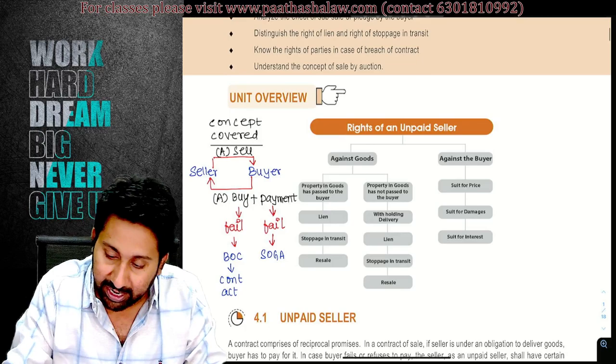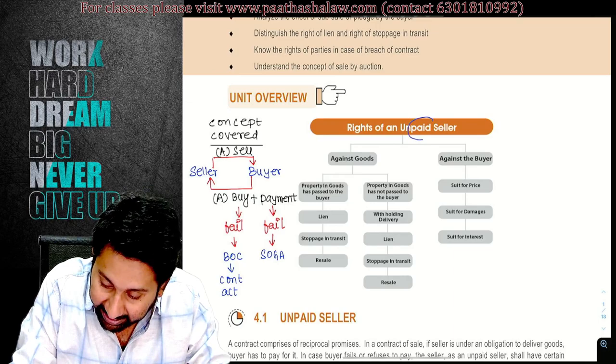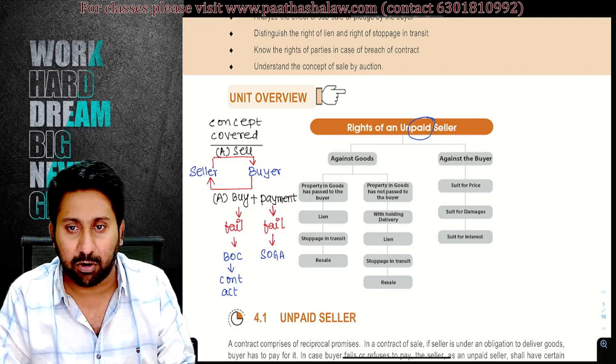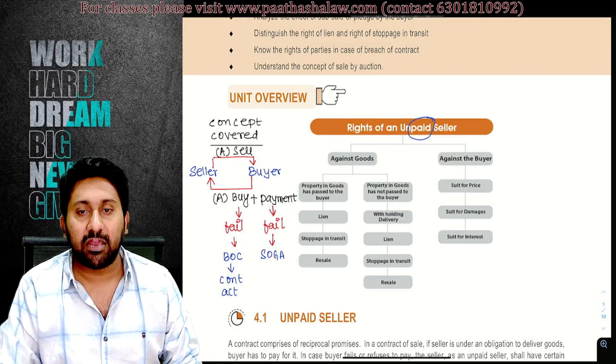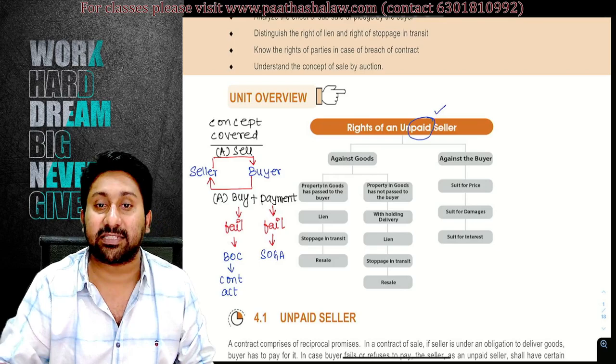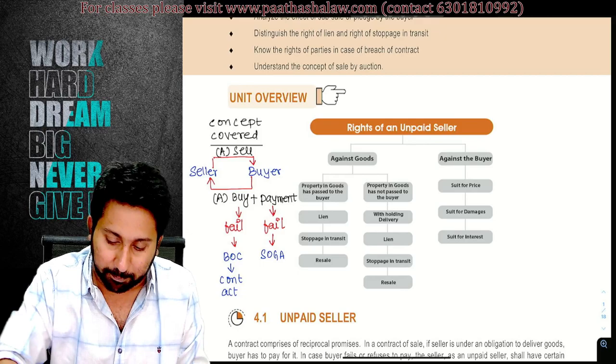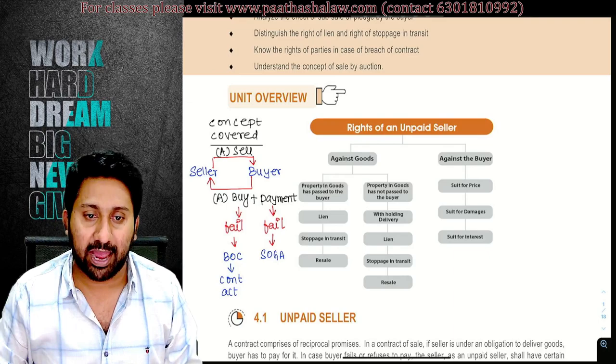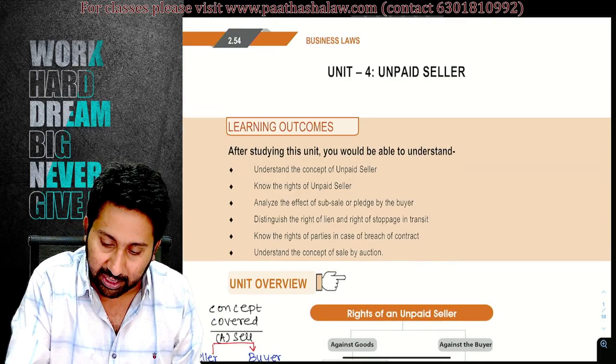That's why it doesn't use the defaulted buyer concept. Unpaid seller: this chapter will be talking completely about default in making the payment. If a person commits a default in making a payment, then that person will be called an unpaid seller. That means you didn't pay for that. This payment part alone is governed by the chapter called Unpaid Seller in the Sale of Goods Act. This is the area that is being covered.